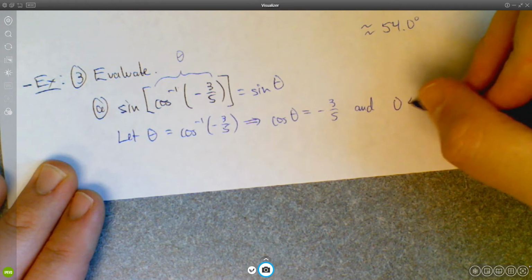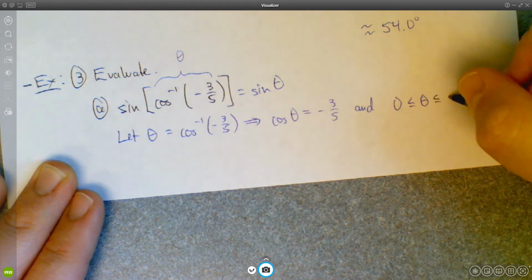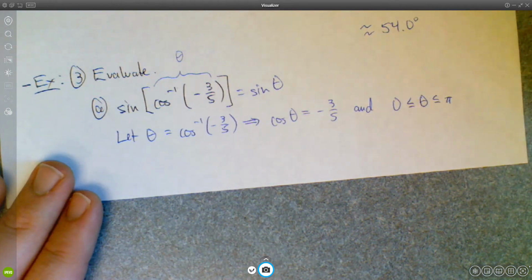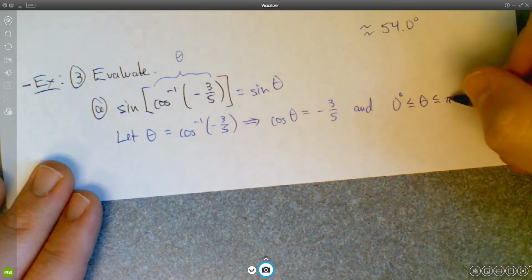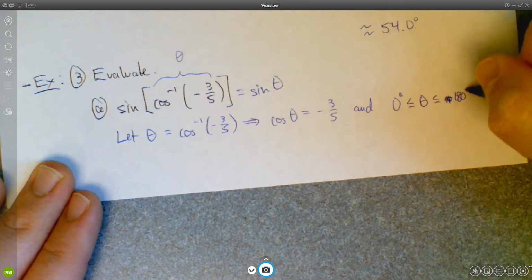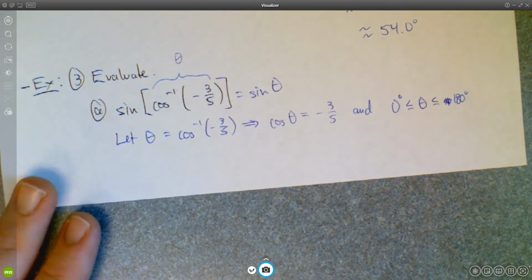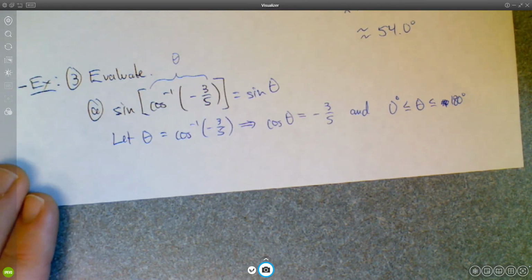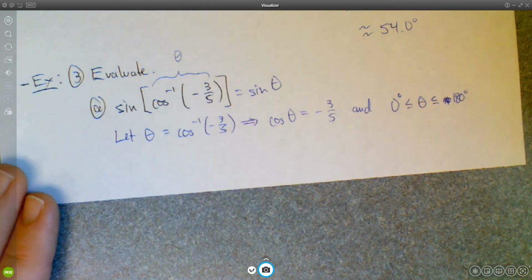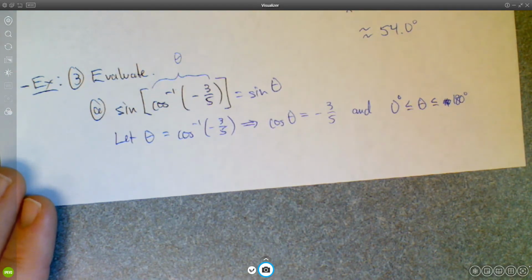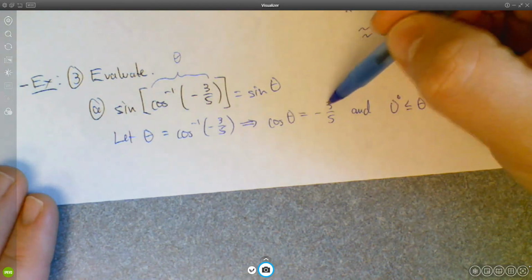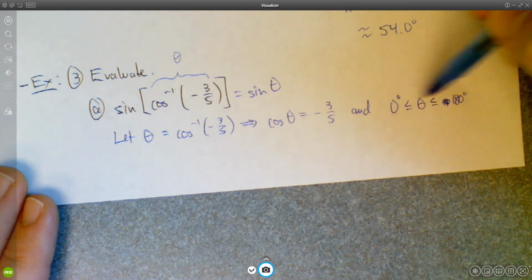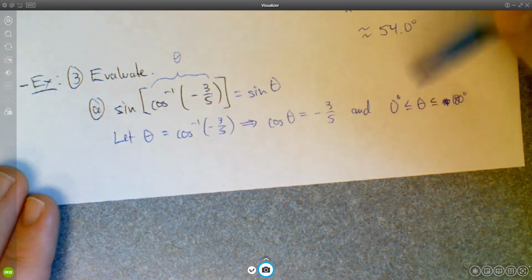0 and pi. Or if you prefer degrees, you could say it's between 0 degrees and 180 degrees. That's how I'm going to think of it, because I'm about to draw a right triangle, or at least a reference angle. Now, if cosine is negative, then we can be even more specific and say theta must be in quadrant 2.